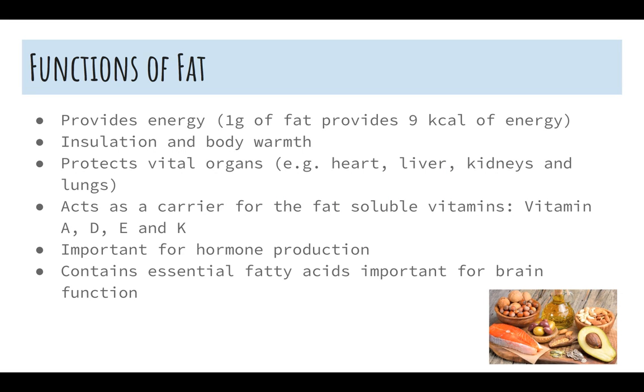Well, fat provides us with energy. 1 gram of fat will provide us with 9 kilocalories of energy. It provides us with insulation and body warmth. It protects our vital organs such as our heart, our liver, our kidneys and our lungs. It acts as a carrier for the fat-soluble vitamins, and they are vitamins A, D, E and K. It's very important for hormone production, and it contains essential fatty acids which are important for brain function. So that is what fat does in the body. Now its main function is energy, followed by insulation, followed by protecting vital organs.